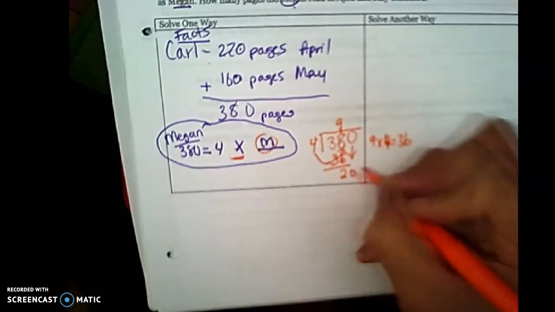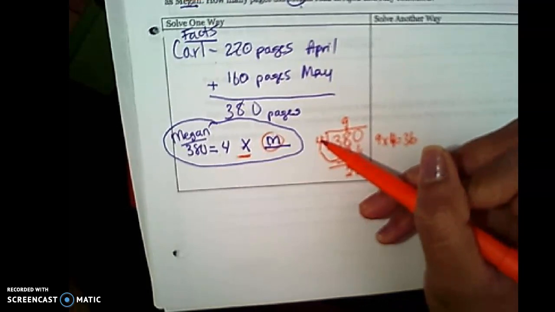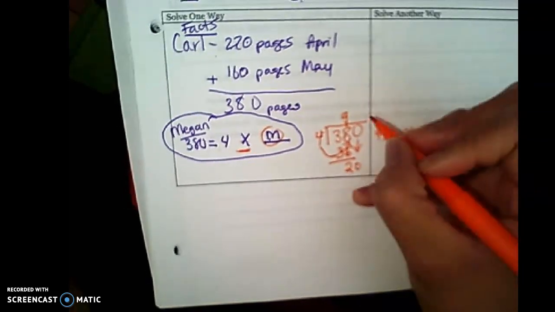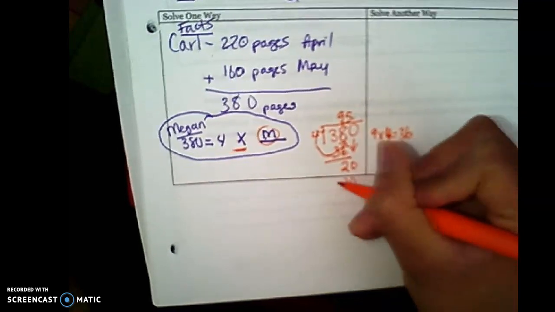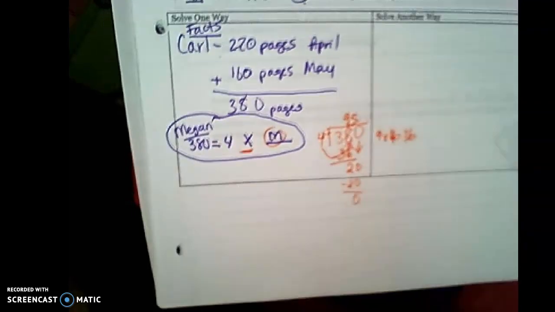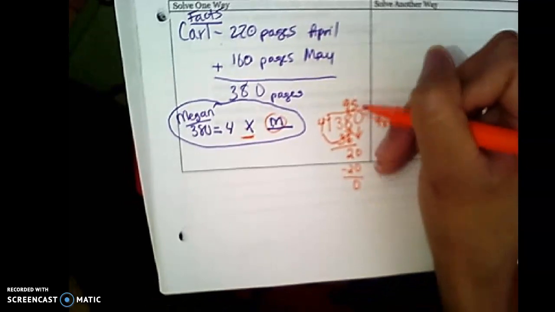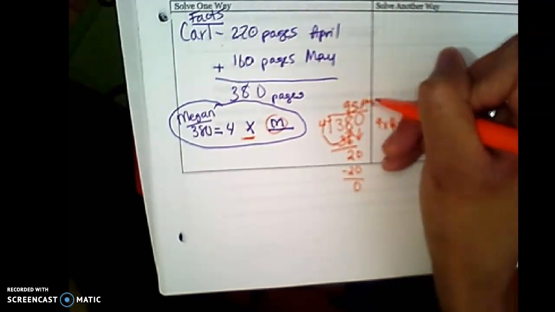Regroup the 0. How many groups of 4 can I make if I have 20? I can make 5 groups. So 4 times 5 is 20. 20 minus 20, I get 0 remainder. So that would mean she read 95 pages.